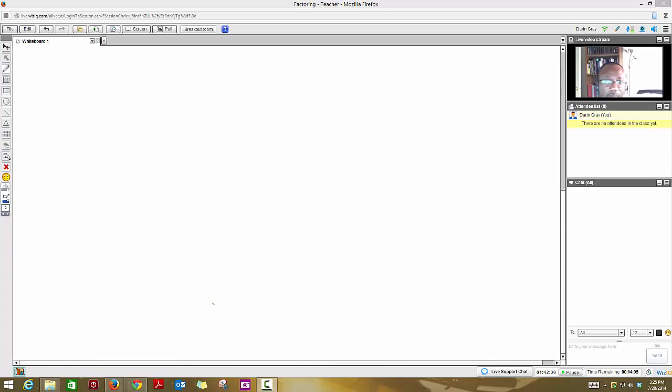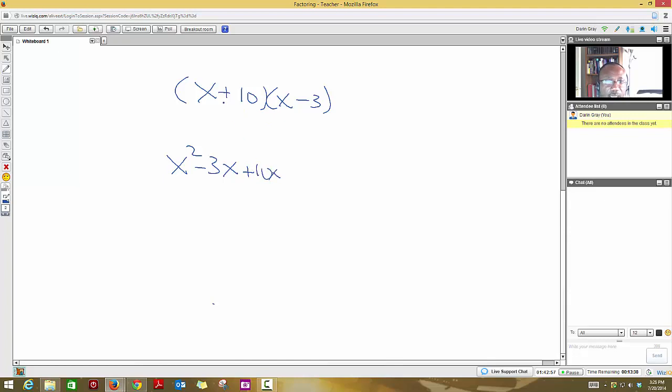For the next case, we're going to work backwards. We're going to look here. Let's say I have x plus 10x minus 3. First term, x squared. Our outside term, a positive x times a negative 3 gets us a negative 3x. Our inside, positive 10x. And our last term will be negative 30. End up with x squared plus 7x minus 30.